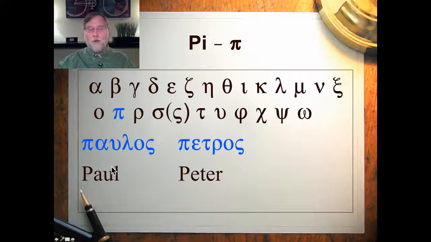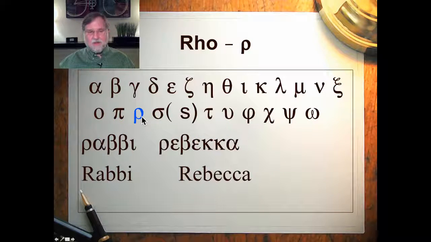Pi, or Paulos, or Petros. Now, the next one is the Greek letter rho. It looks like a P. It's not a P. It's an R sound, rho. But it's made just exactly like a P. Start down here, come up to the top, and circle around. So start at the bottom, go up to the top, and circle around.